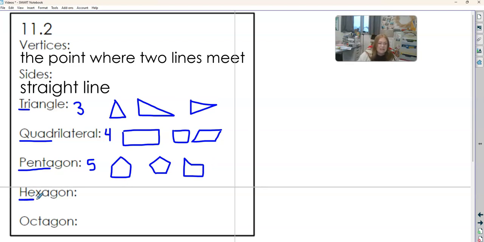Okay, so hex means 6. So when you have a hexagon, that has 6 sides. So if I have 1 here, and then I'm just going to make kind of little triangle arrow parts. So that is a hexagon. You could make it more perfect than that, right? Anything with 6 sides. So if I do 1, 2, 3, 4, 5, 6. Yep, that has 6. That's a hexagon.